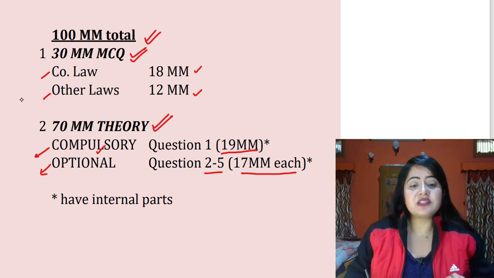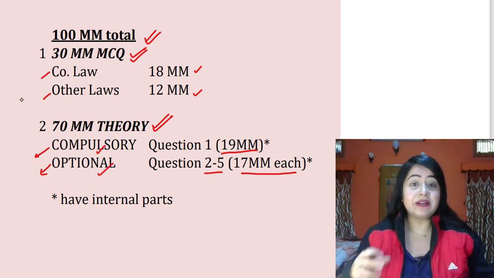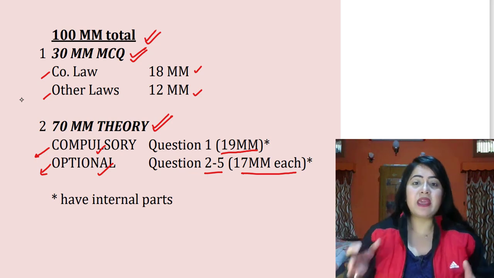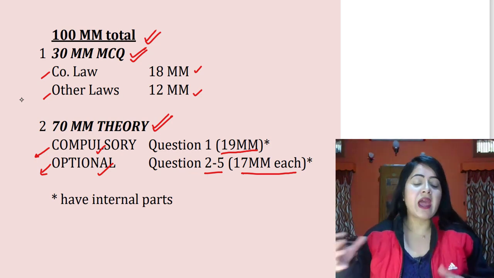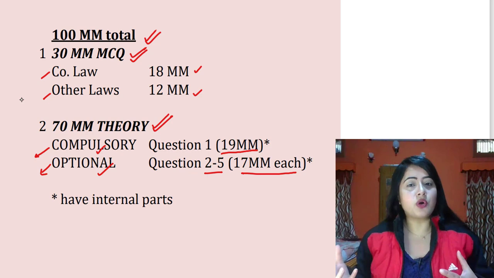Now here the compulsory question as well as the optional questions are going to have a lot of internal parts to them. So there is going to be A, B, C, D, or 1, 2, 3, 4, and each of them is going to be 2 marks, 3 marks, 4 marks, etc.